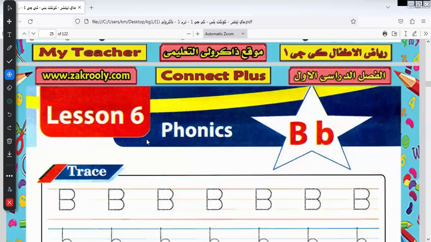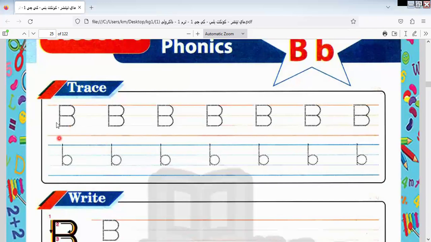Here we have this letter. What is this letter called? KG1, it is called B, letter B. So I select capital B. I write capital B and small b. After I finish the video, I will leave the link of this book below the video to download it and trace this letter. Okay, you must trace the letters and keep the vocab.